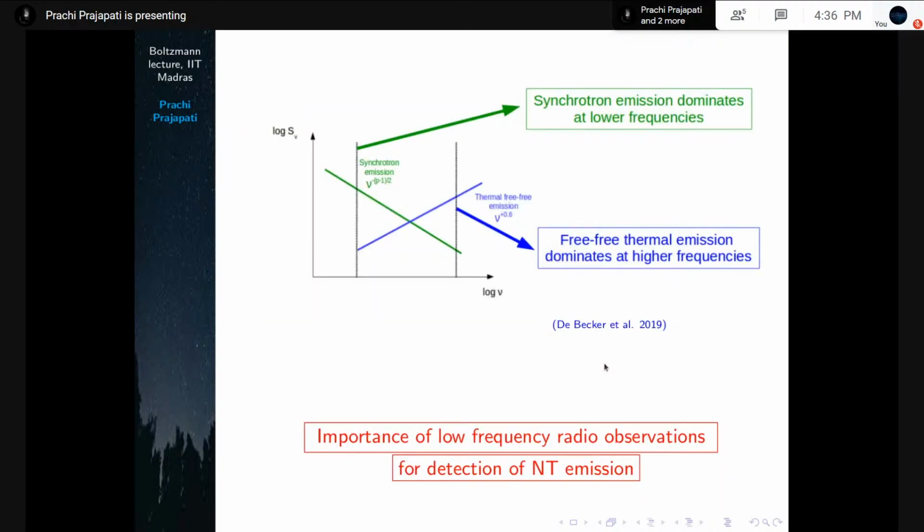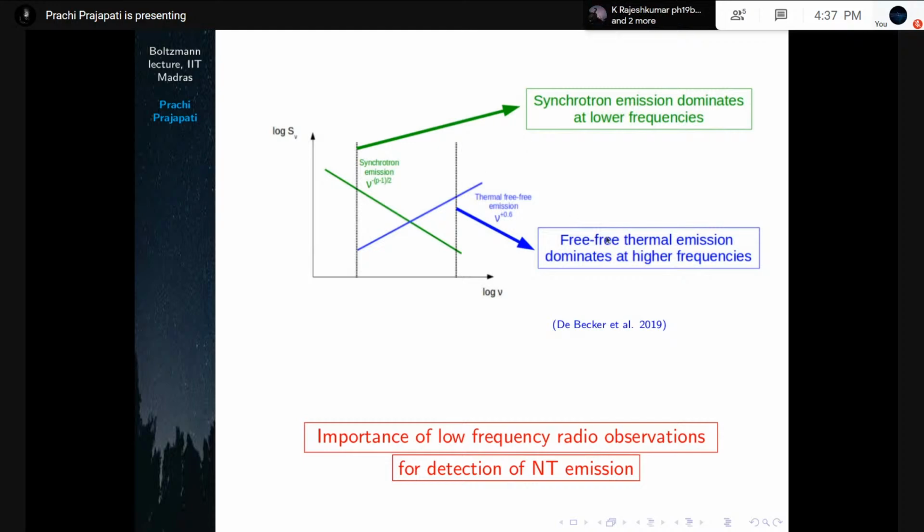And for this purpose, the observations were planned. What kind of frequency we should plan for depends on the theory which I discussed earlier. In the case of stellar winds around massive stars, we have two kinds of emissions. One is thermal and the other is non-thermal synchrotron.